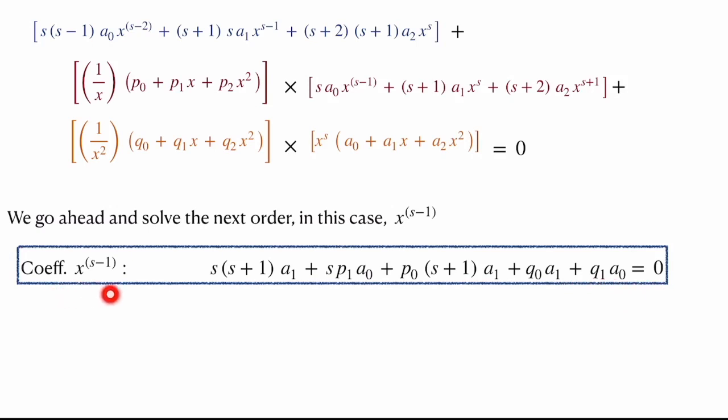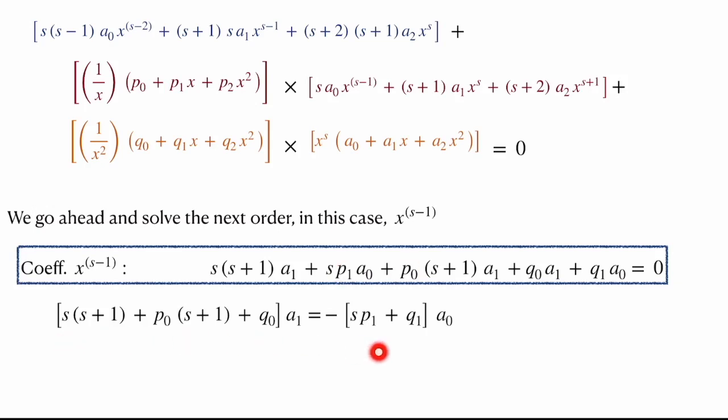So this is the expression finally we are getting as a coefficient of x to the power s minus 1, which we set to 0. Now we can see that in this case we have the relation connecting a0 and a1 in terms of known coefficients q0, q1 and p0 and p1. This we can invert to determine the relation between a0 and a1.